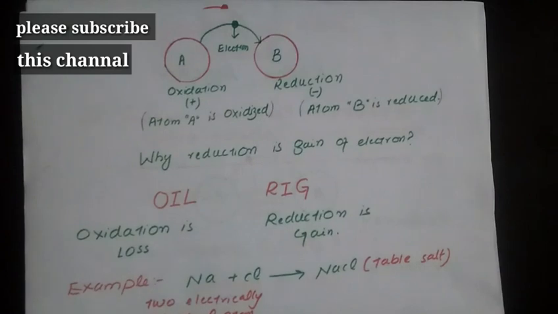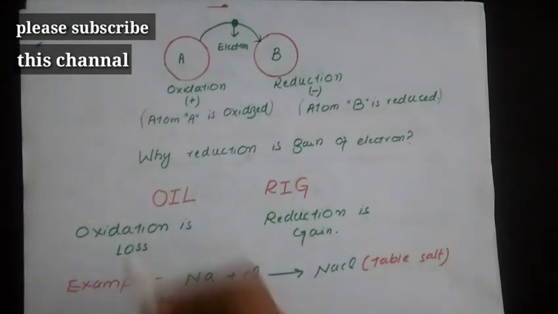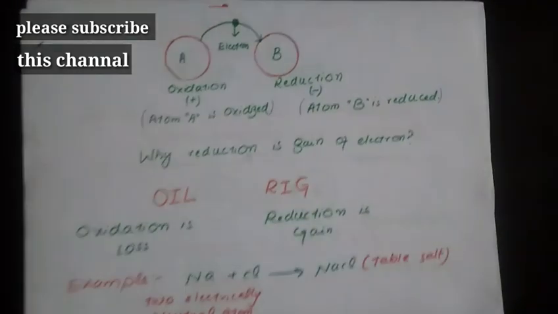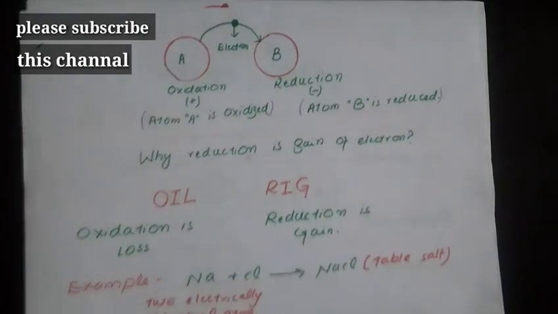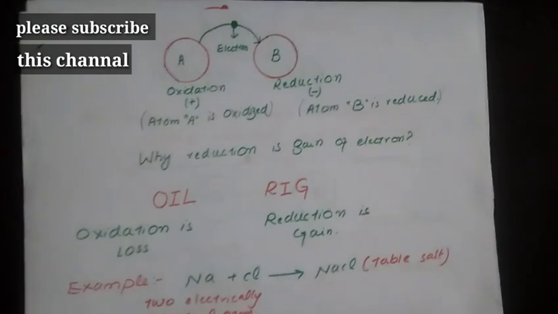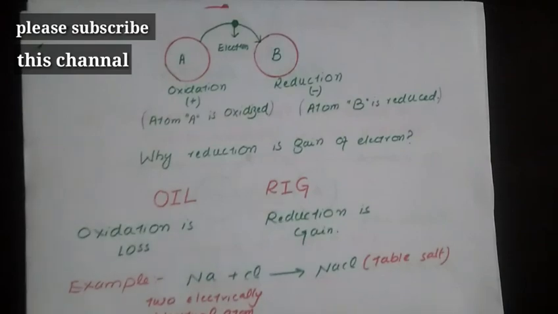So in order to avoid this confusion, we use a term, right? OIL RIG. For example, if you're in an exam and you forget, you're confused with the definition, you can easily remember it through this term, right? Oxidation is loss. O-I-L. O stands for oxidation, I stands for is, and L stands for loss. And same goes for RIG. R stands for reduction, I is, and G is gain. So reduction is gain and oxidation is loss. So this way you will never get confused with both terms, oxidation and reduction, right?